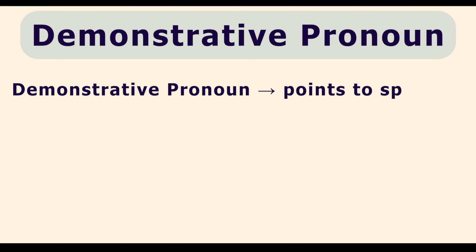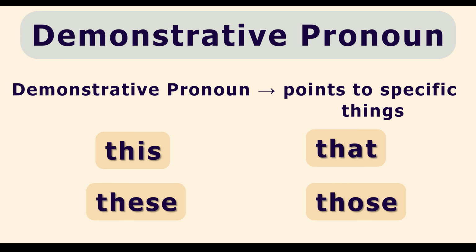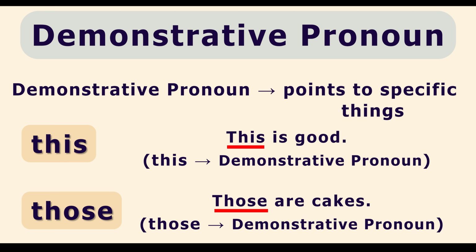Moving on, demonstrative pronouns point to specific things, like this, that, these, and those. For example, this is good. Here, this is the demonstrative pronoun. Another example, those are cakes. Here, those is the demonstrative pronoun.